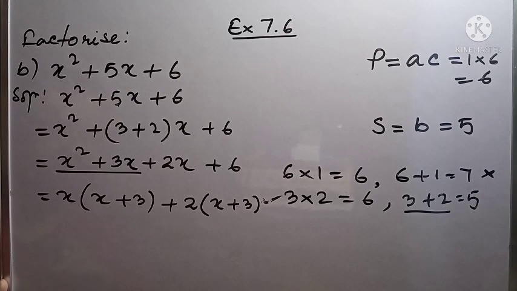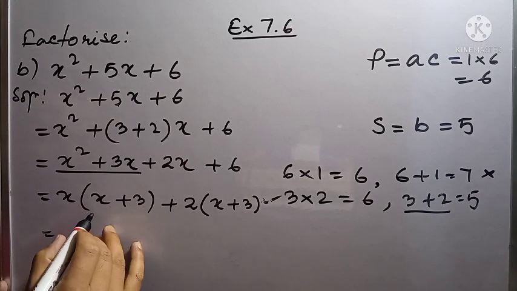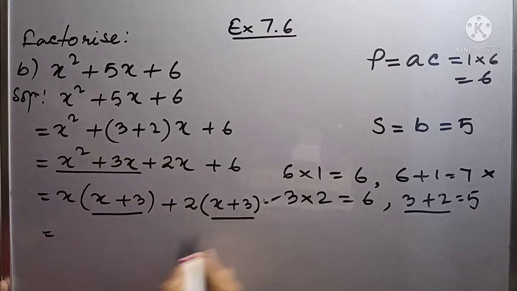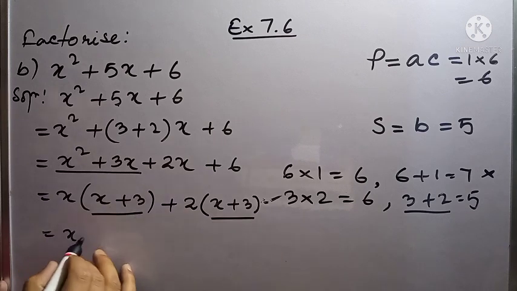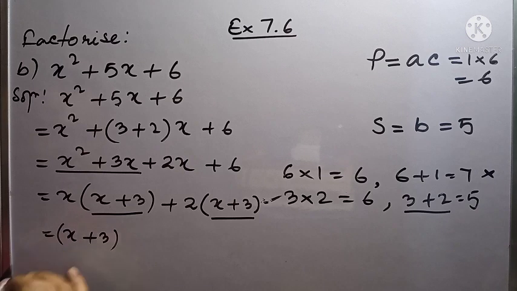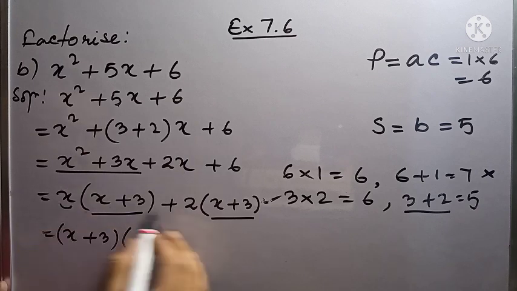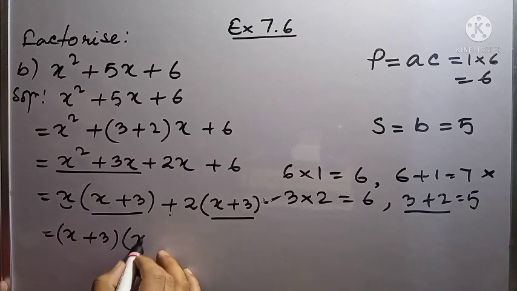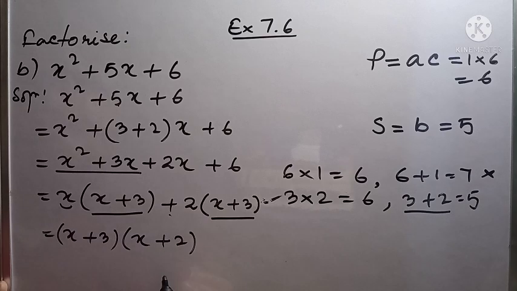So in the next step, what can we do? This is x plus 3, and again this is x plus 3. So we'll take here x plus 3 common, and then remaining is x plus 2. So x plus 2.